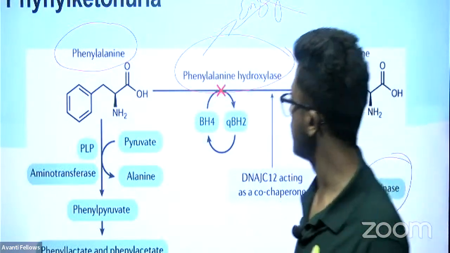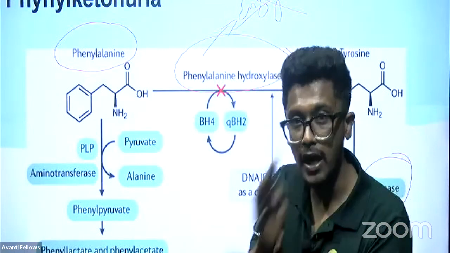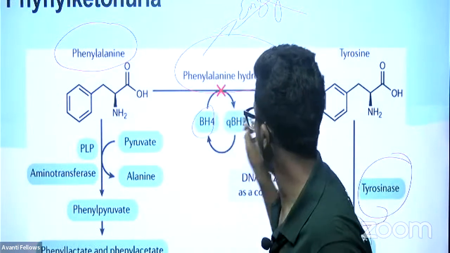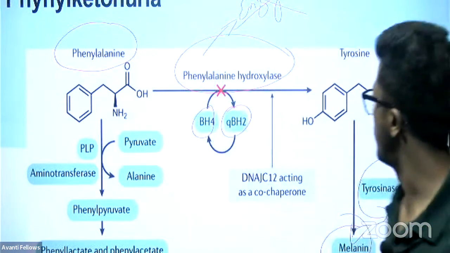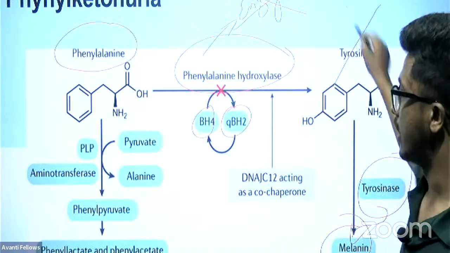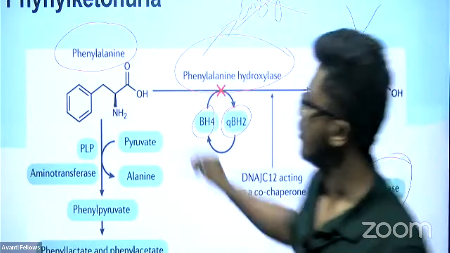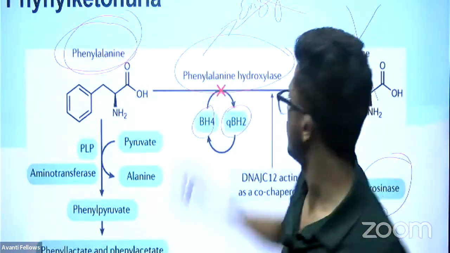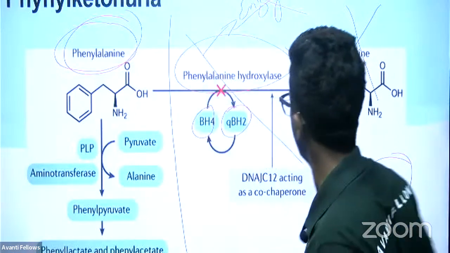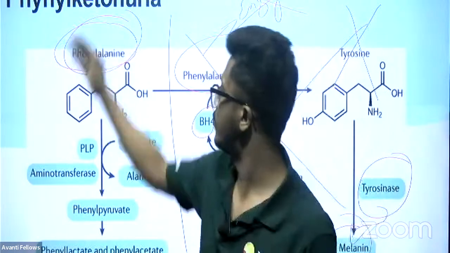So that leads to the break in conversion of BH4 to QBH2. Anyways, you don't need this. When this does not happen, the entire process gets disrupted. Okay. So what happens here? There is accumulation of phenylalanine because you don't have the enzyme. When you don't have the enzyme, this entire process gets what? Cancelled out. When this process gets cancelled out, what happens to the phenylalanine?